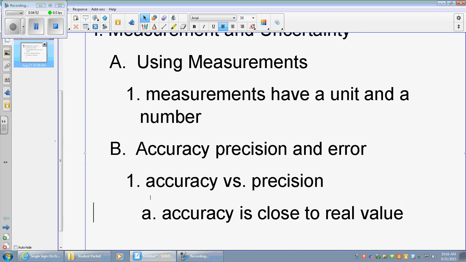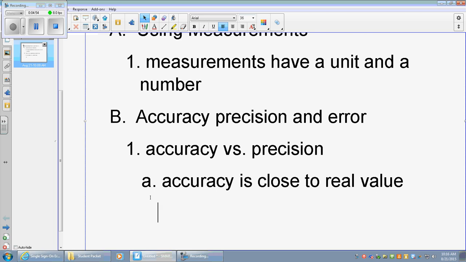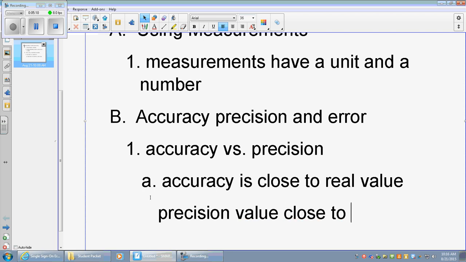And notice I'm not using complete sentences. Writing in paragraph form is not going to be an efficient way for you to study. So I'm just jotting down words that are going to help me remember. Precision: values close to each other. So you don't need complete sentences. As a matter of fact, I highly discourage complete sentences, but the outline form is terribly important.